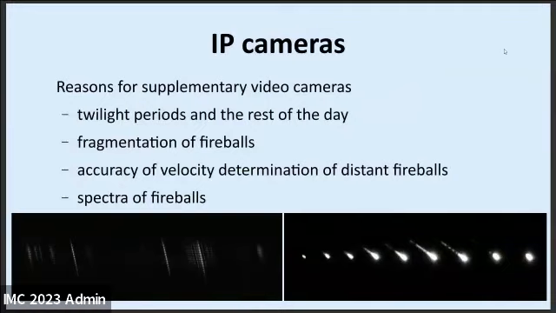We don't have lots of money, so we have to choose something cheap. So we decided on IP cameras. First, to cover also the twilight periods and to observe during the whole day, then to record fragments of the fireballs, and the basic reason was to produce more accurate velocities for distant fireballs that are very small and have a very small angular velocity on our all-sky photographic images.